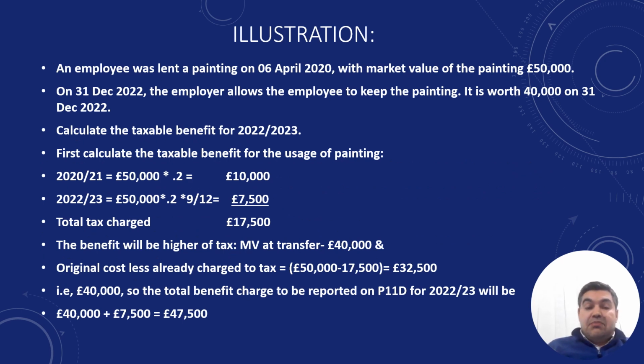So here's an example. An employee was lent a painting on 6th of April 2020. Remember the dates, because it's very important to focus on the question, as the examiner can play around with it, so you need to be vigilant. The market value of the painting was 50,000 at that date. On 31st of December, the employer allows the employee to keep the painting. It's worth 40,000 now. Remember, it was given on 6th of April, so from 6th of April 2020 till 5th of April 2021, that is already one year gone.